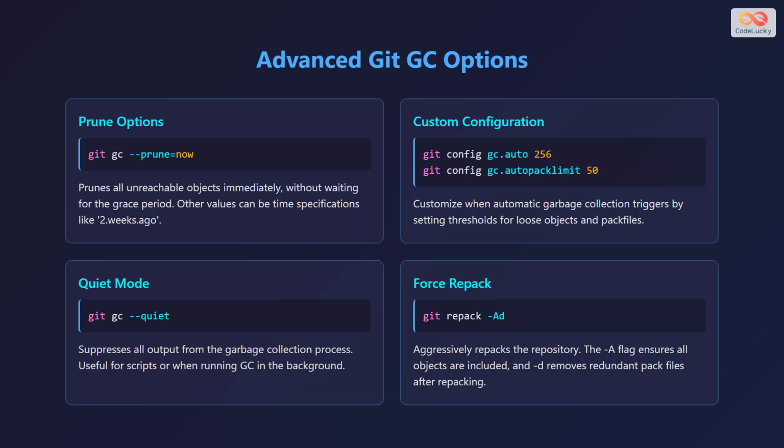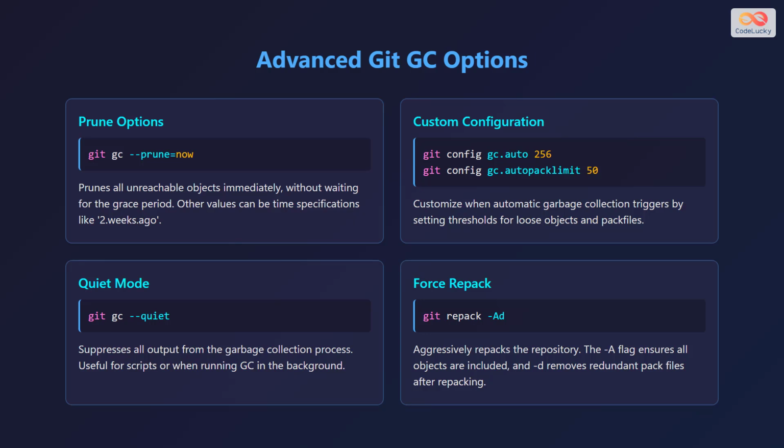Custom configuration allows you to customize when automatic garbage collection triggers by setting thresholds for loose objects and pack files. Use the commands git config gc.auto 256 and git config gc.autoPackLimit 50. Quiet mode suppresses all output from the garbage collection process. This is useful for scripts or when running GC in the background. Use the command git gc --quiet.